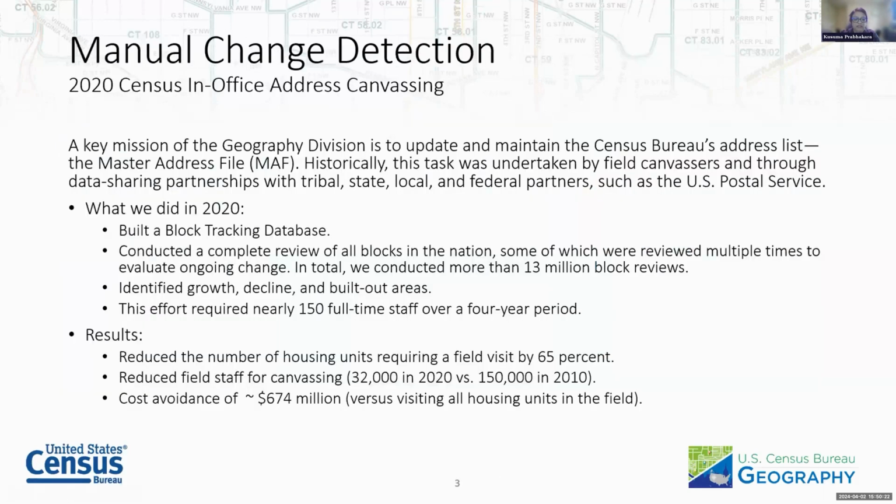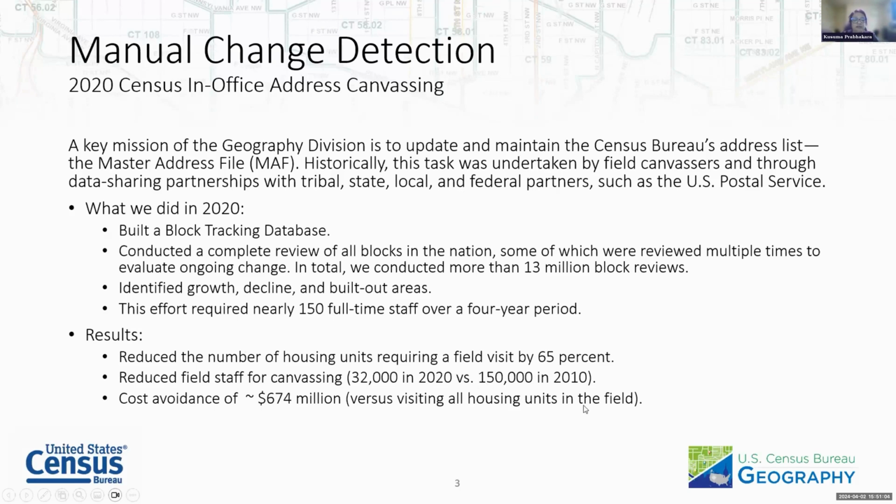So to go into a little bit more of what we did in 2020, as I said before, a key mission of our division is to update and maintain the MAF. Historically, this was undertaken by field canvassers and through data sharing partnerships with tribal, state, local, and federal partners. So in 2020, we built a block tracking database. It was based off of census blocks, which are the smallest geographic area for which the census tabulates and collects decennial data. We conducted a complete review of all blocks in the nation, some of which were reviewed multiple times to evaluate ongoing change. In total, we conducted more than 13 million block reviews.